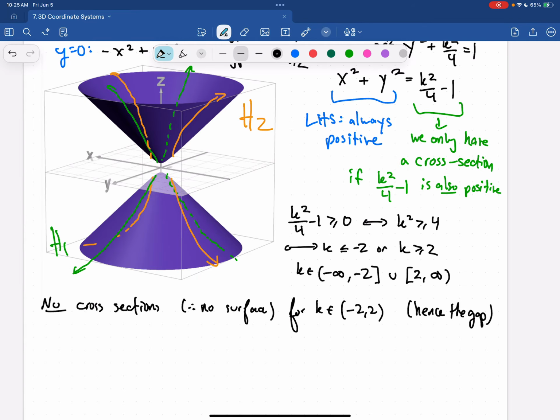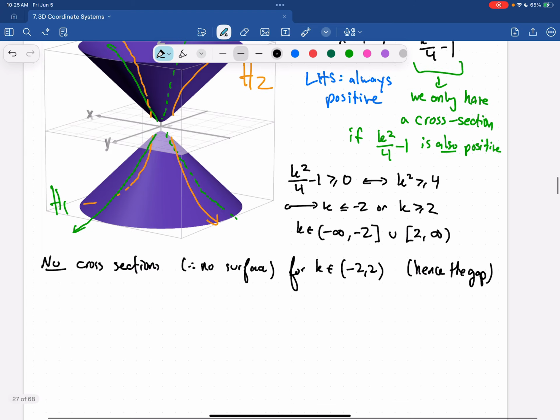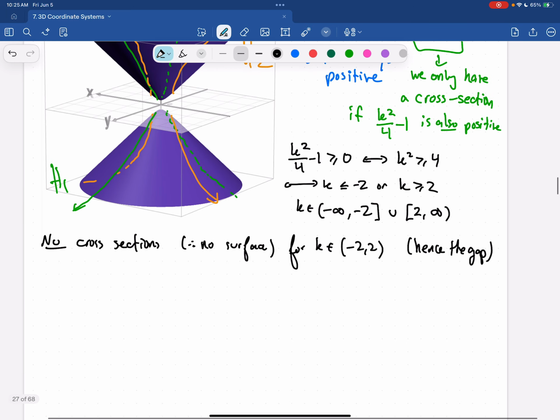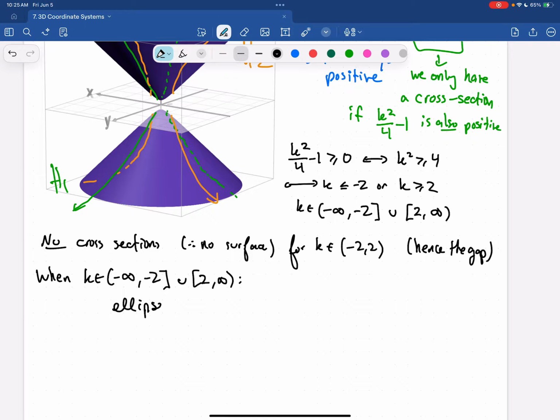If I were to actually say what that cross-section is, when we do have k between -infinity and -2 and then 2 to infinity, we get an ellipse. This one we would just divide both sides by that k squared over 4 minus 1. So this is the equation: x squared over (k squared over 4 minus 1) plus y squared over (k squared over 4 minus 1) is equal to 1.